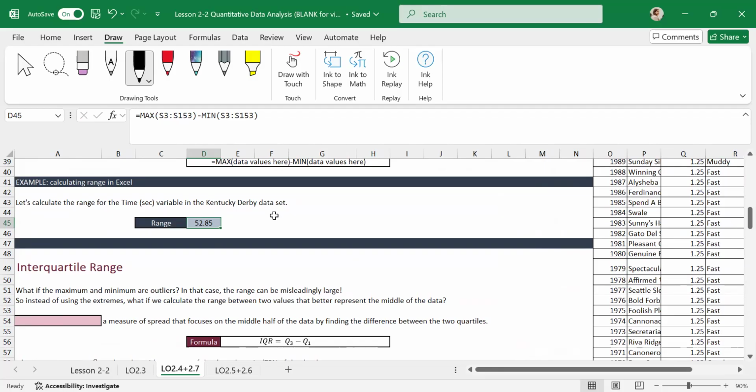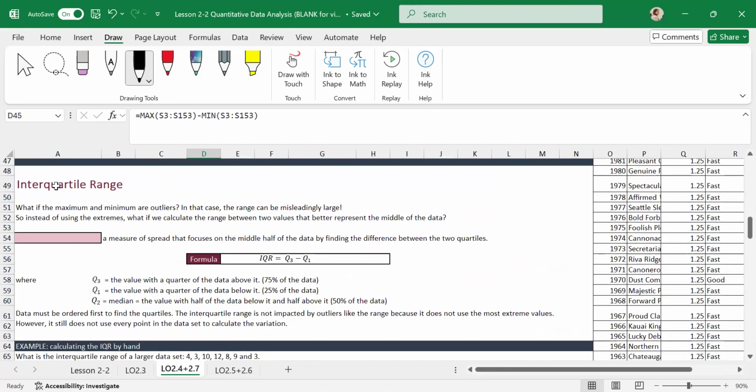That's close to a whole minute between the fastest horse that's ever finished the Kentucky Derby and the slowest horse that's ever finished the Kentucky Derby. So that's measure of spread number one, the range. There's also other versions of the range. The one we're going to learn next is called the interquartile range.